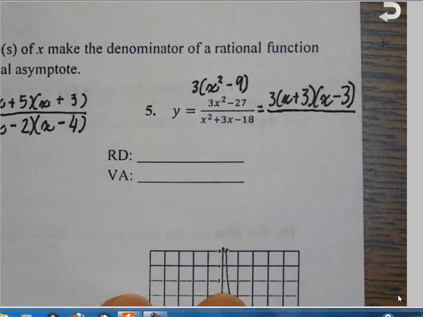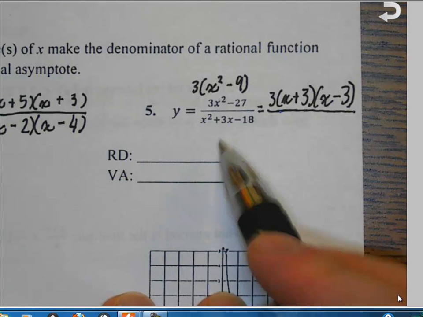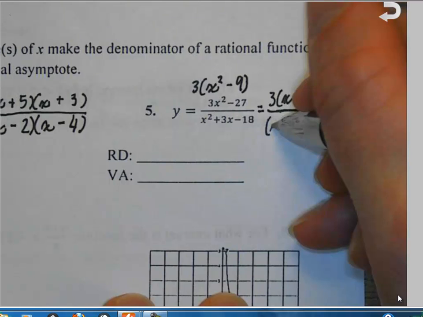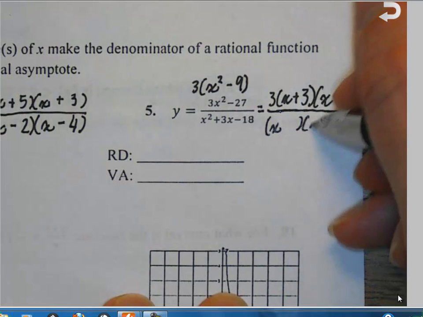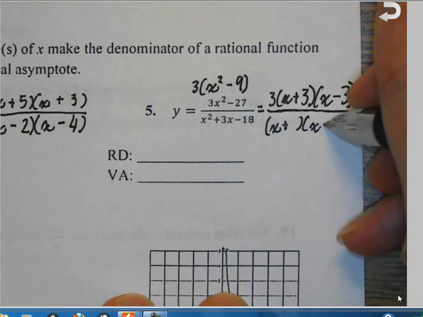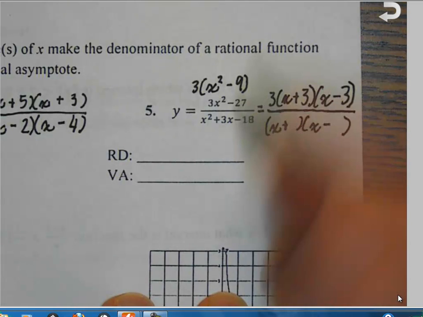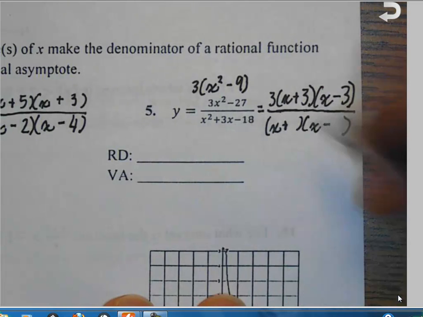Now for the vertical, we need to factor the denominator. We are looking for the factors of negative 18 that have a difference of 3. And so you know it's going to be x, and you know that it is going to be plus and minus, and it is going to be 6 minus 3, not 3 minus 6, because the 3 is positive.